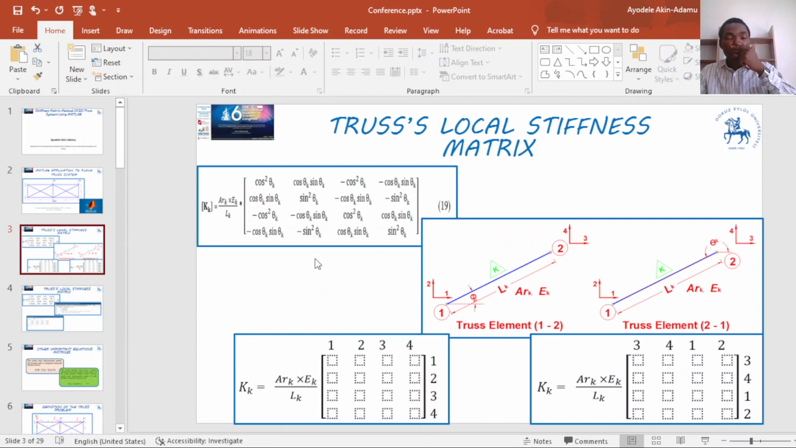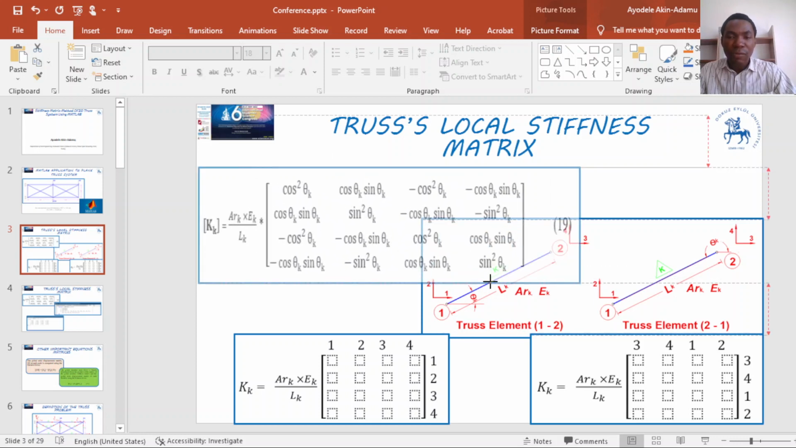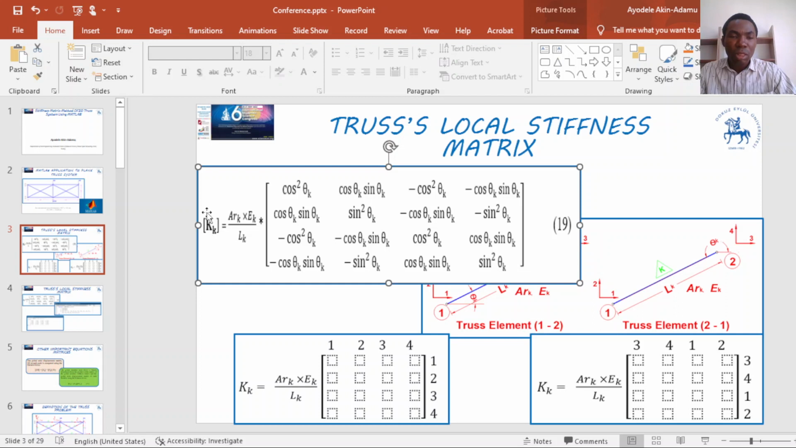So to solve such a problem using the finite element procedure, like the one-dimensional problem, which has its own local stiffness matrix, the truss element also has its own local stiffness matrix. For truss element, the local stiffness matrix is defined as this. The local stiffness matrix K is equal to the cross-sectional area of the member times the Young modulus divided by L, multiplied by this matrix.